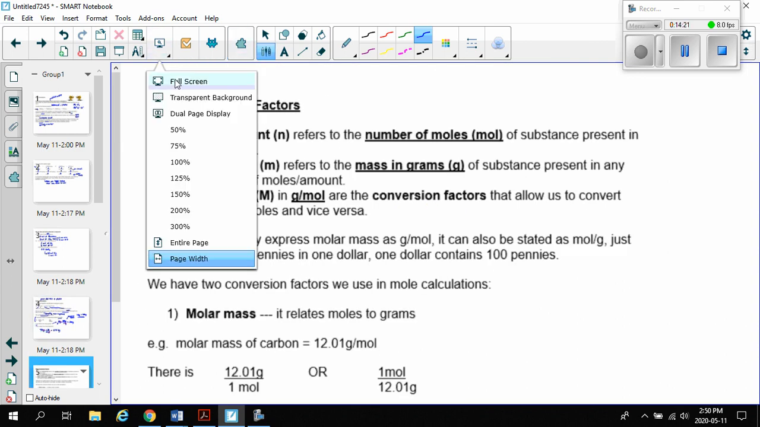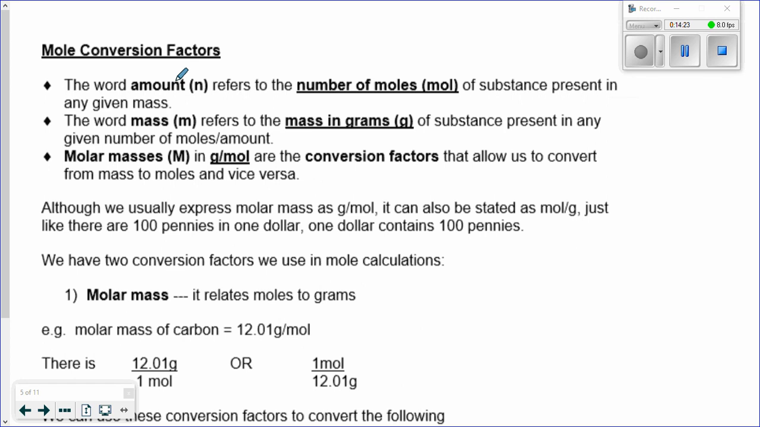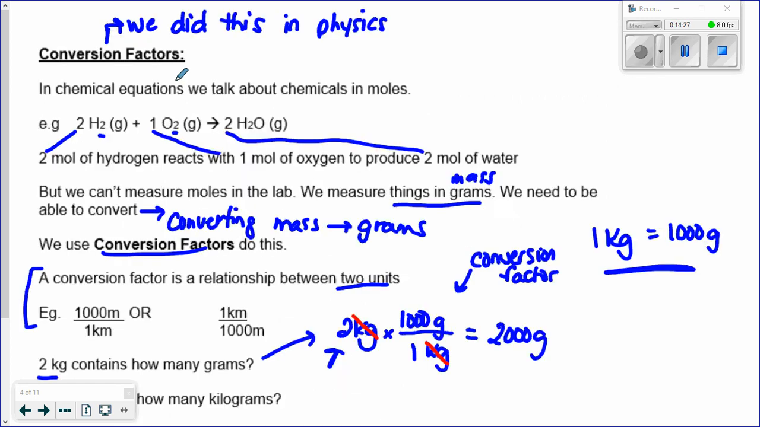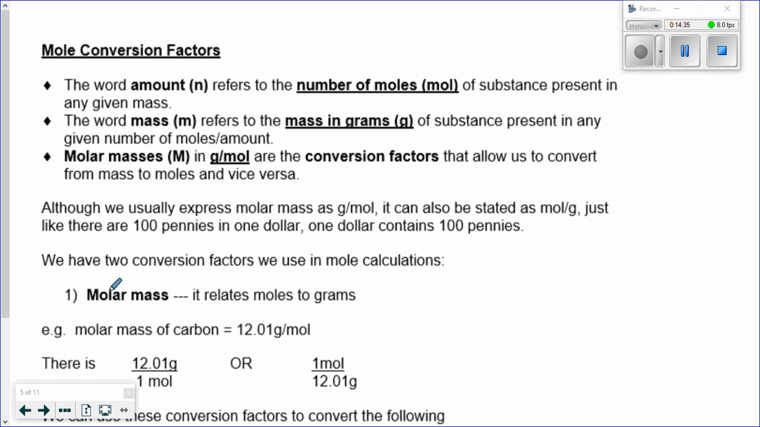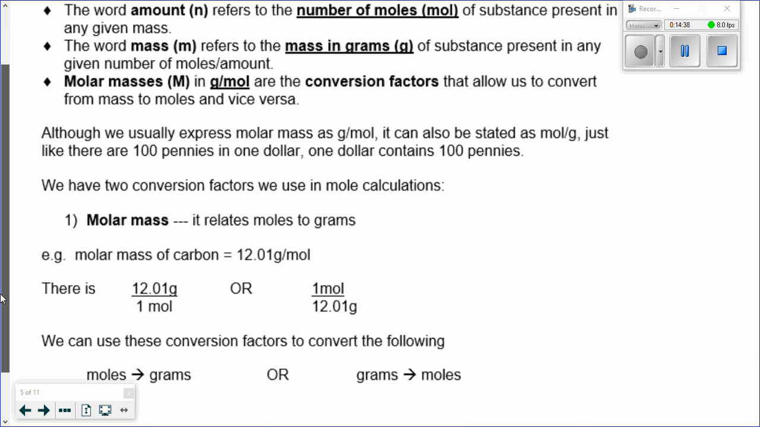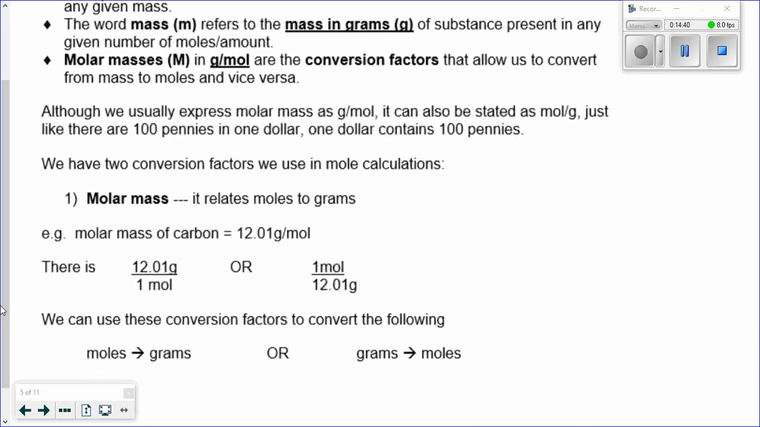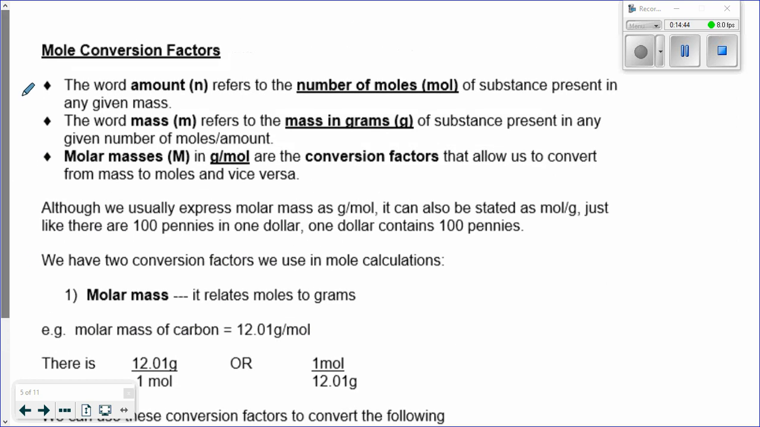how we use them. So mole conversion factors, oh sorry, I think I missed something there. Maybe I didn't have it on my slide. I don't know if you have this on your sheet, but there's a little bit at the bottom. It says, although we usually express molar mass. Oh, sorry. No, it's on this page. Mine's set up differently. So mole conversion factors.